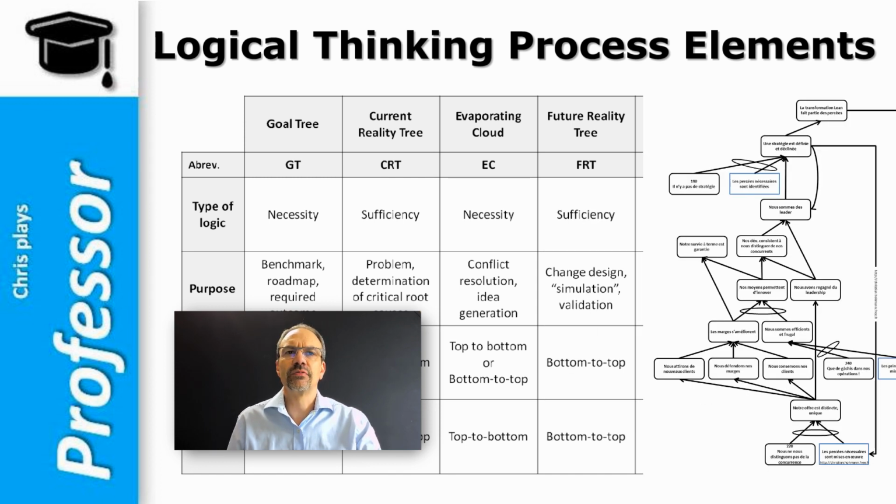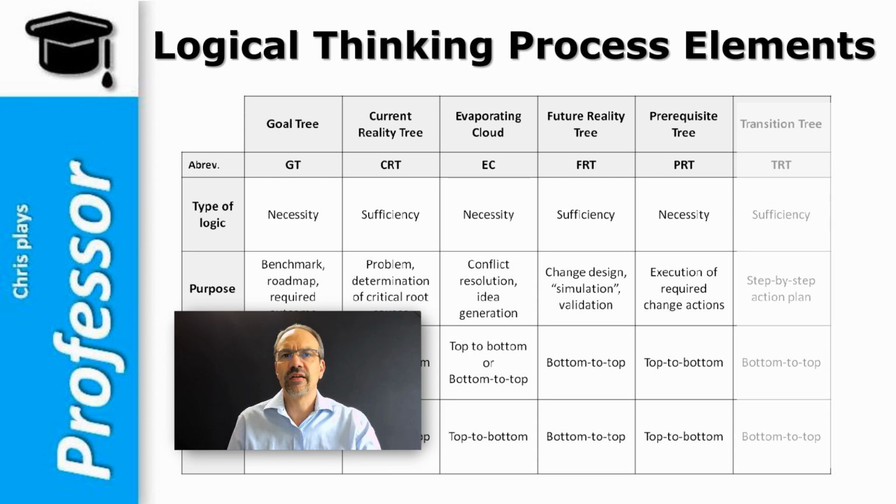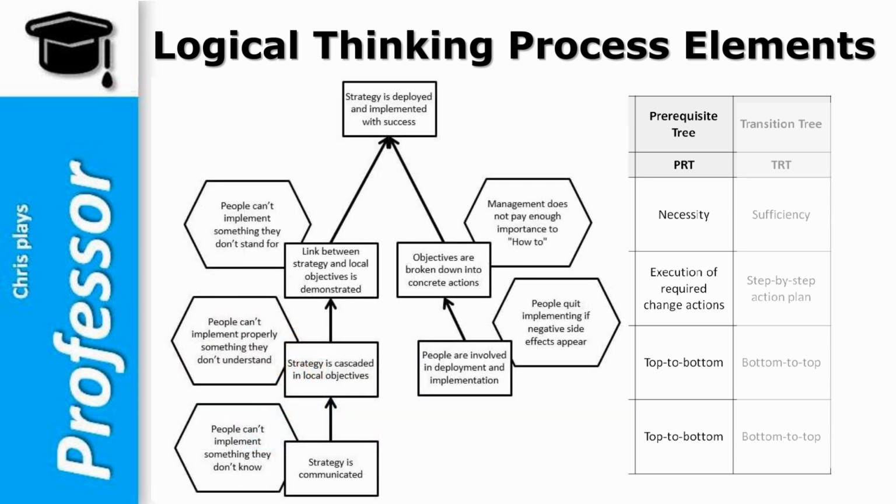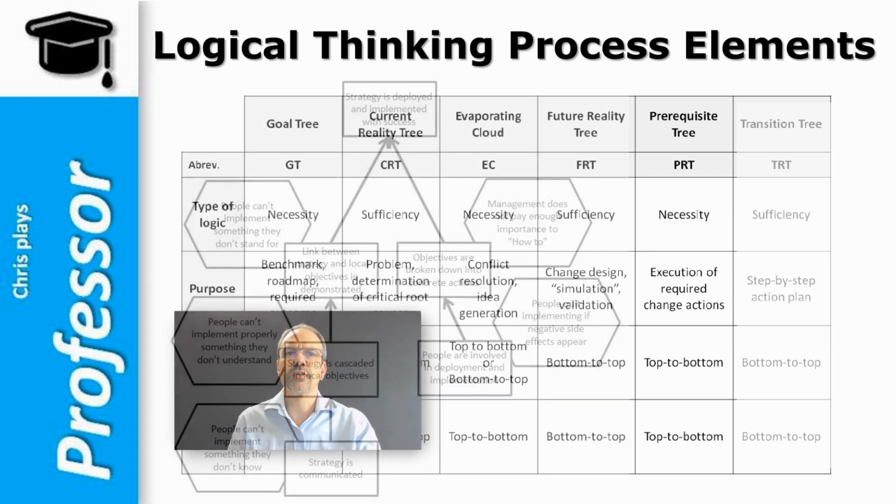Next comes the future reality tree. It is built on sufficiency logic. It is used as a tabletop simulator in order to probe our solutions before implementing them. It is built bottom to top, and the reading is bottom to top as well. Next we have the prerequisite tree. It is built upon necessity logic. It is used to overcome obstacles and to drive the required changes. The building is top to bottom, and the reading is top to bottom as well.